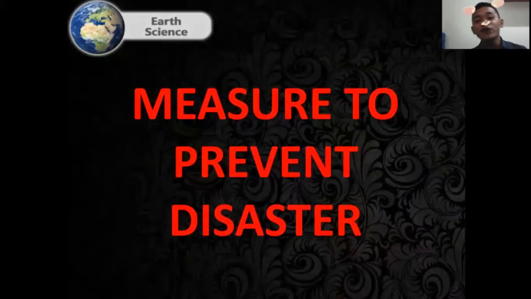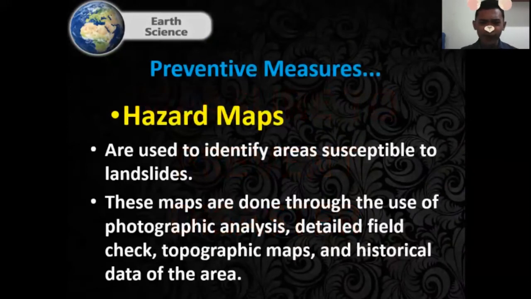Okay. Now, how are we going to measure to prevent disaster such mass wasting? First is your hazard map, used to identify areas susceptible to landslide. You know? So, diba na-mention ni sir, pag may sinabing hazard, it's a natural phenomena but that imposed threat. Pag may threat, hazard na siya. Now, once again sa hazard map, these maps are done through the use of your photographic analysis, detailed field check, topographic maps, and historical data of the area. So, they're going to check the formation of your land, asa kaya possible din mahulog.